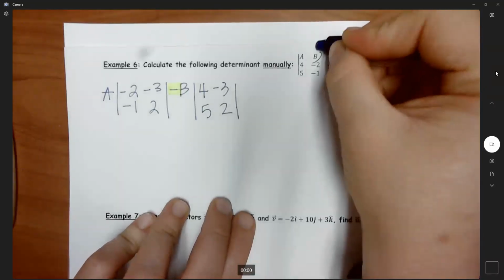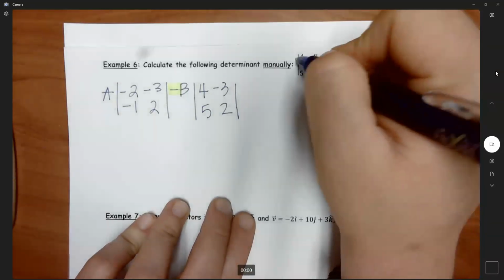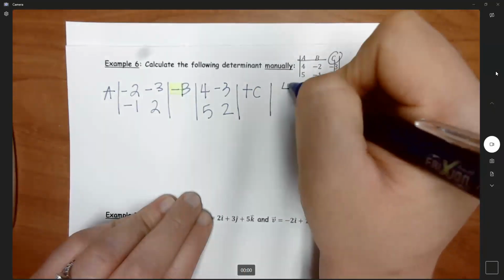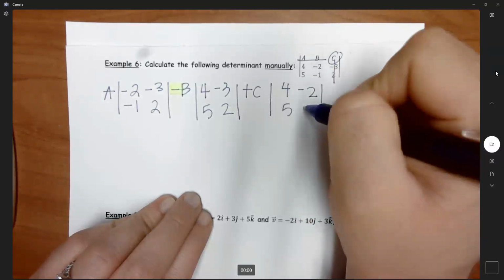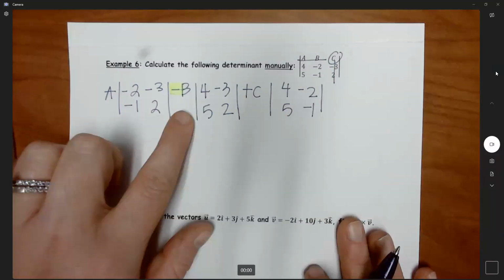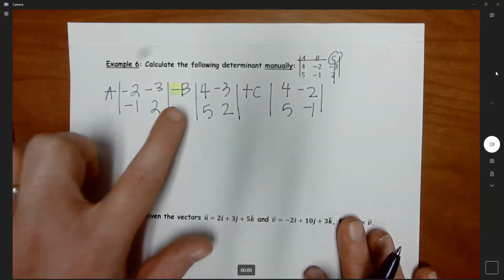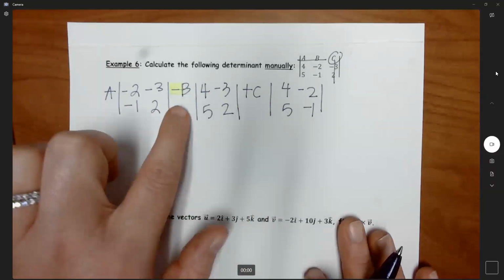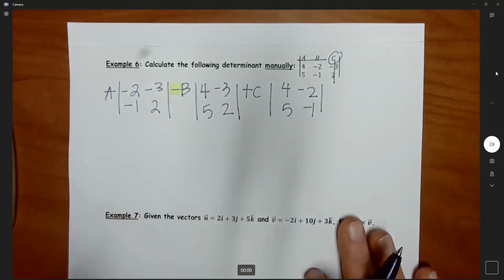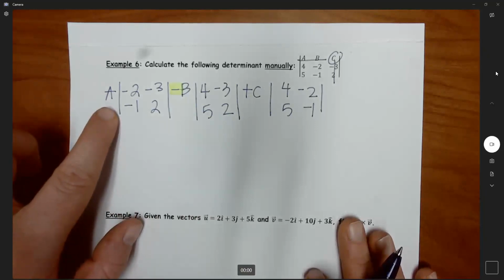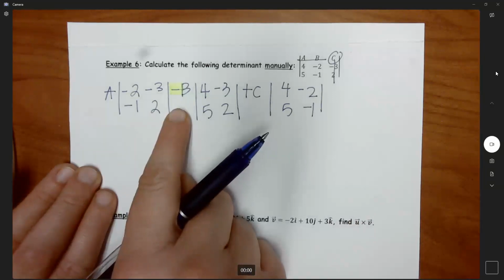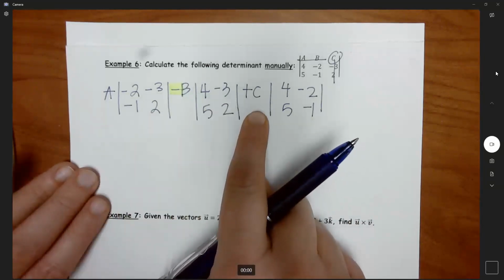And then our last one is right here at C. And when I cancel that row and that column, I have 4, -2, 5, -1. So keep, change, keep. Or positive, negative, positive. But remember, I don't really like that one because if A was negative, we'd put that negative, right? So keep the sign of the first one, change the sign of the second one, and keep the sign of the last one.